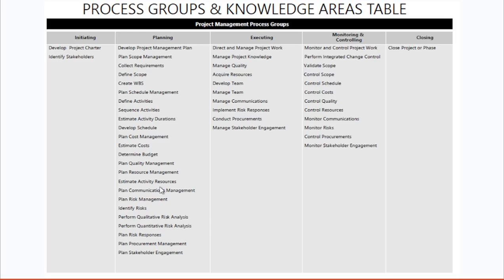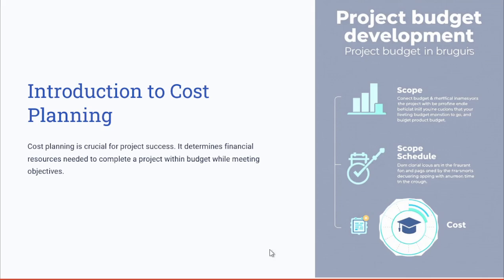After we have completed our schedule development, now it's time to move to the next key process in the planning key process group, which is planning cost management. So welcome to this session on cost planning, which is a very important component of the project management planning phase. Cost planning is the process of determining the financial resources required to complete the project successfully.